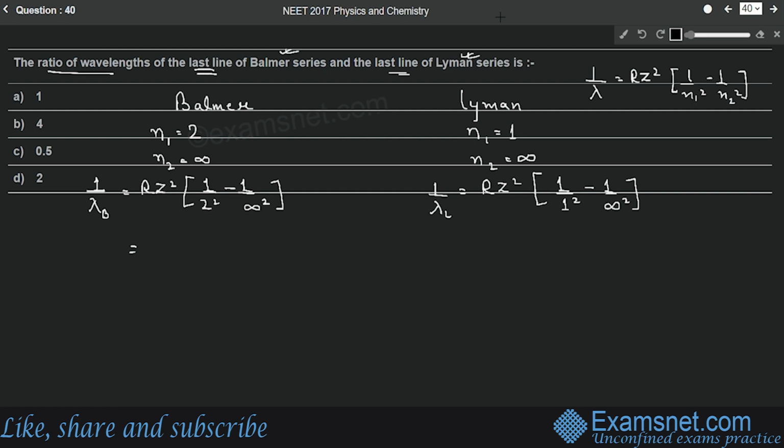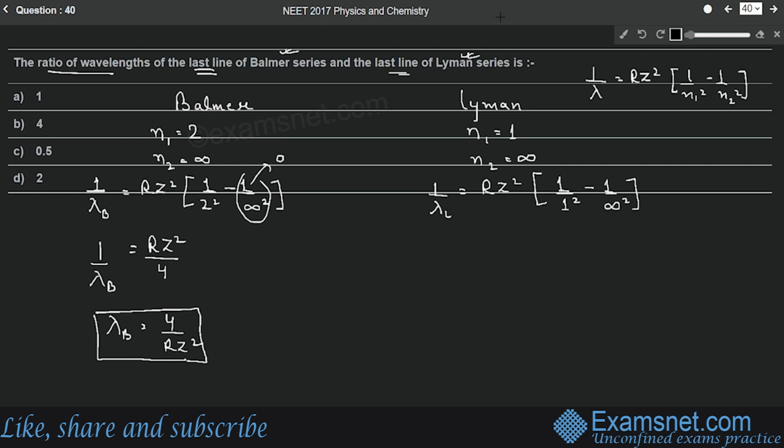Now, in case of Balmer, it will be Rz square, and this side we get 1 by 2 square, that means 1 by 4, and 1 by infinity square will be equal to 0. So here it will be 1 by 4 only, so Rz square by 4. So what will be the value of lambda? Lambda B will be equal to 4 divided by Rz square. Okay, so this is the wavelength for the last line of Balmer series. Now in case of Lyman, 1 by infinity square will be equal to 0, and 1 by 1 square will be equal to 1 only. So this will be equal to Rz square only. Okay, so lambda L will be equal to 1 by Rz square.